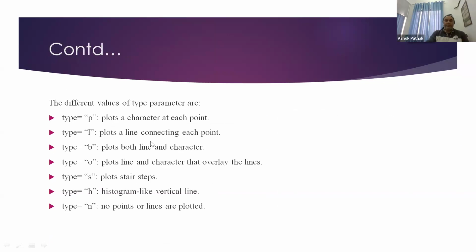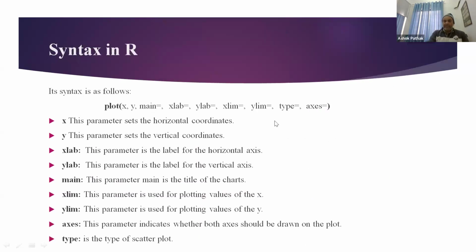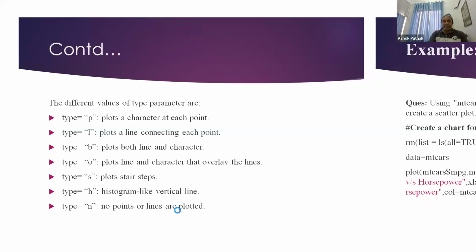Type p plots points, type l means plots lines connecting the points, b means plots both lines and points, and so on. So if the type is given, once you change the type like this, your graph will change. So p will give the points, and l gives lines with no points, and this one. So you can see this one.